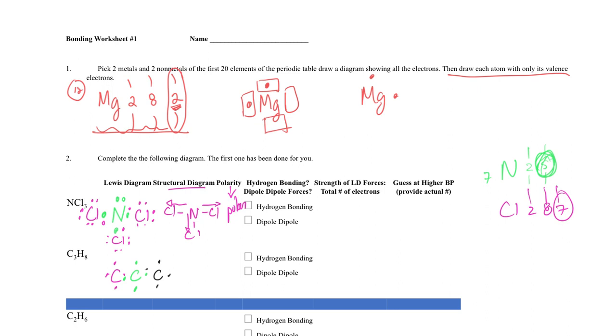And then you need to put hydrogens around. So hydrogen has 1 electron. So I could put 1 hydrogen there, 1 hydrogen there, etc. Okay, hopefully that helps you get started.